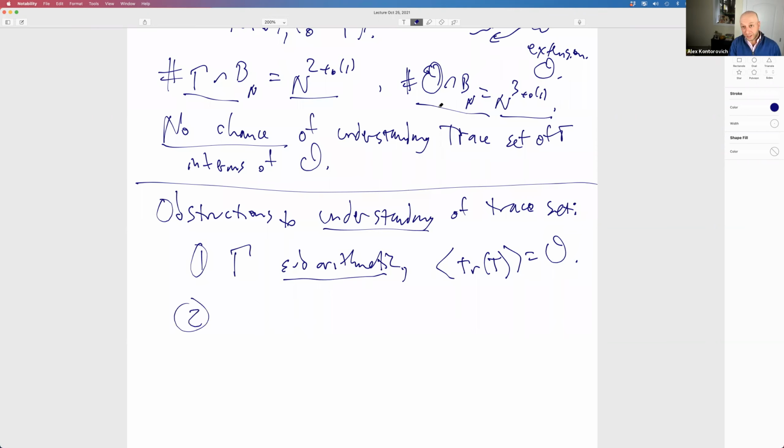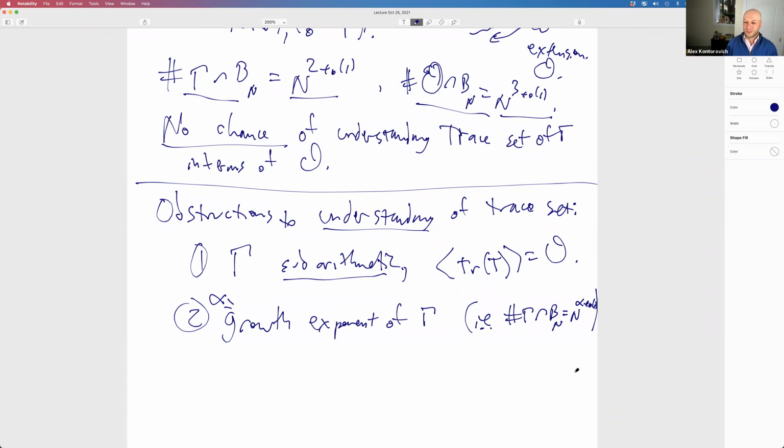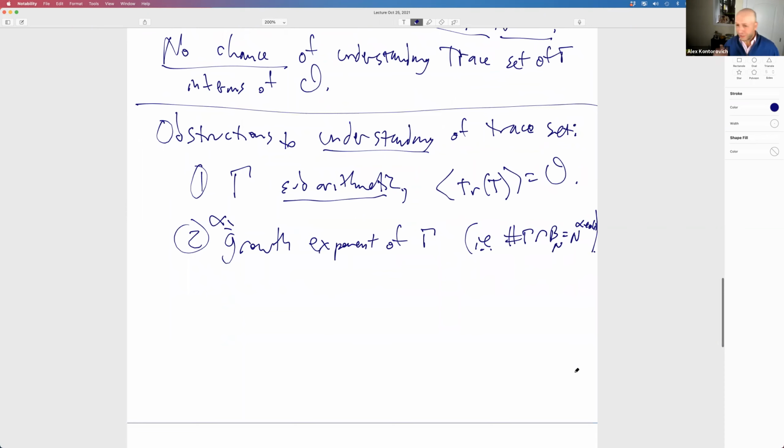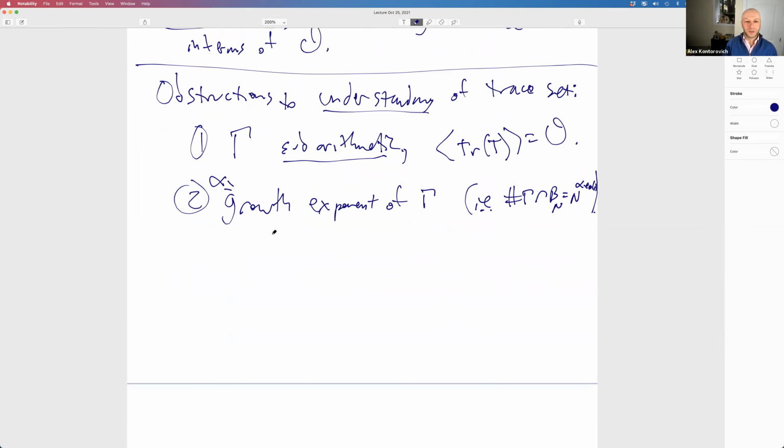Two is this phenomenon above. So we want the growth exponent, critical exponent, but let's just call it the growth exponent of gamma. Let's say alpha is the growth exponent of gamma, i.e. the number of elements in gamma in a ball is n to the alpha plus little o(1). Such a thing always exists. It's the abscissa of convergence of the Poincare series for gamma. So there's always some number.